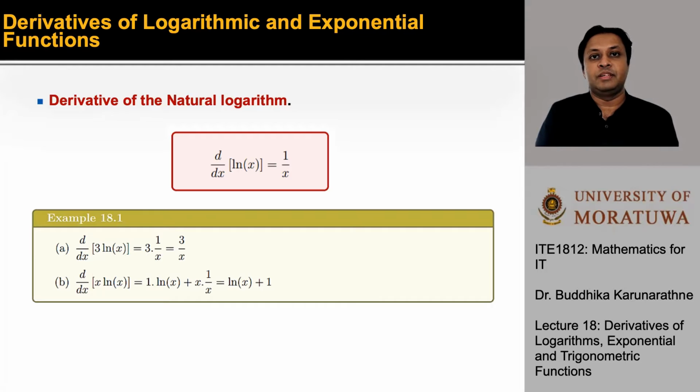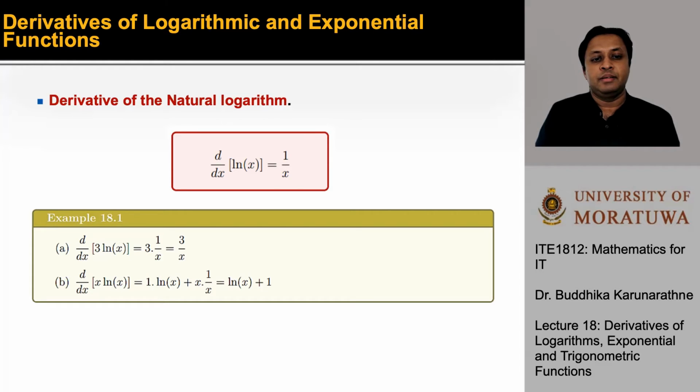For example, if we take d over dx of 3 times ln x, you can take the constant in front and then apply the derivative of the natural logarithm, the derivative of ln x, which is 1 over x. So the eventual answer for part A in the example would be 3 over x.